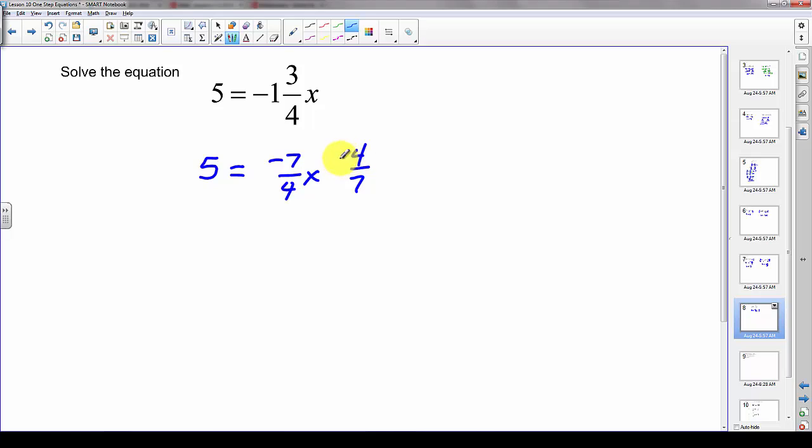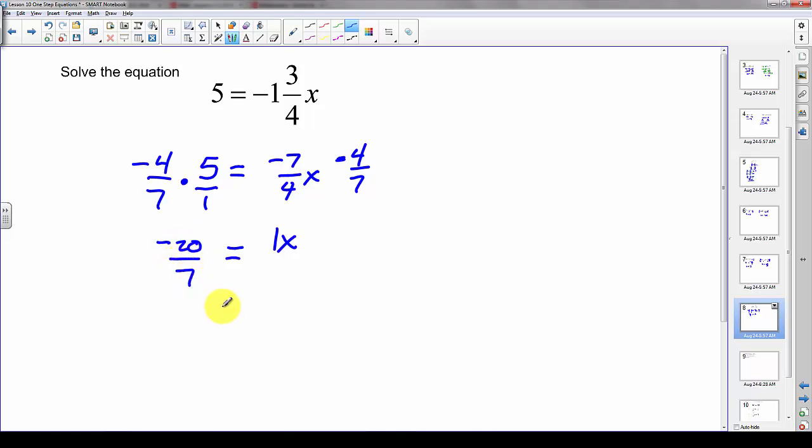But I have to multiply by a negative 4/7. So I get a negative times a negative is a positive. And then once again, whatever I do to one side, I must do to the other. So I'll multiply 5, and that's 5 over 1, to negative 4/7. I get 1x is equal to negative 20 over 7.